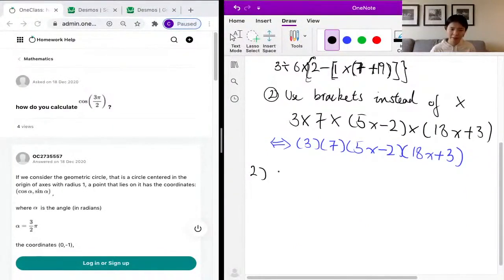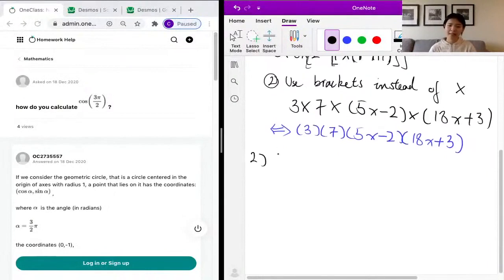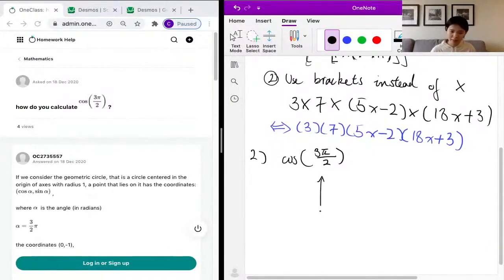Our second question asks us, how would we calculate the cosine of 3 pi over 2? The answer is quite simple. We just use the unit circle. So here we have a unit circle. Let's draw a unit circle. And here we have the x-axis and the y-axis.